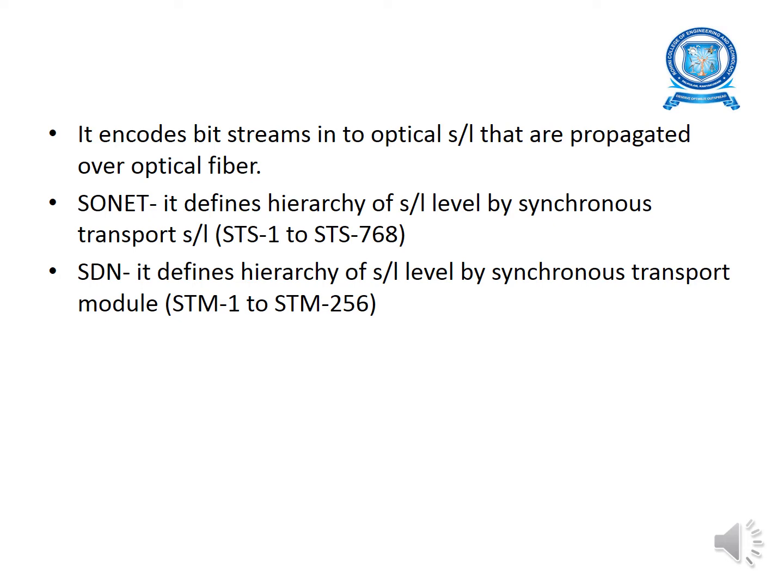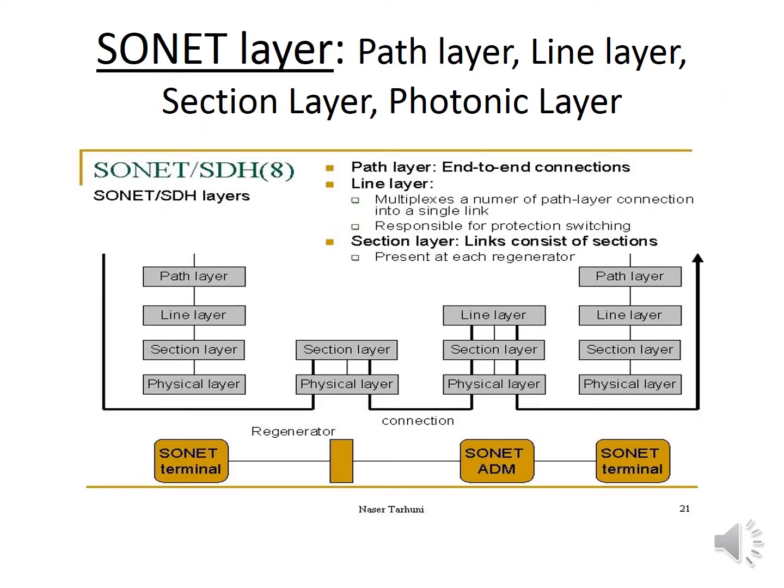SONET defines a hierarchy of signal levels called synchronous transport signals, from STS-1 to STS-768. Similarly, SDH defines a hierarchy of signal levels for synchronous transport modules from STM-1 to STM-256. The transmission formats depend upon the architecture of the SONET/SDH layers. Here we see the SONET/SDH layered architecture.